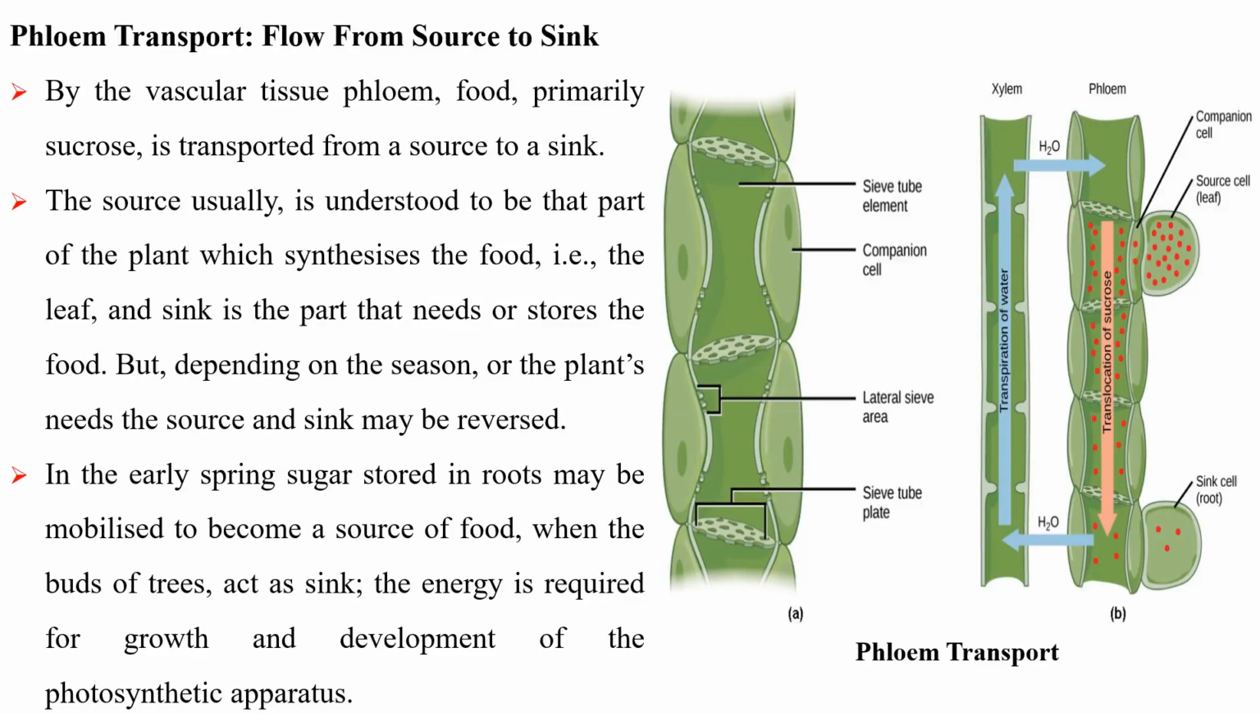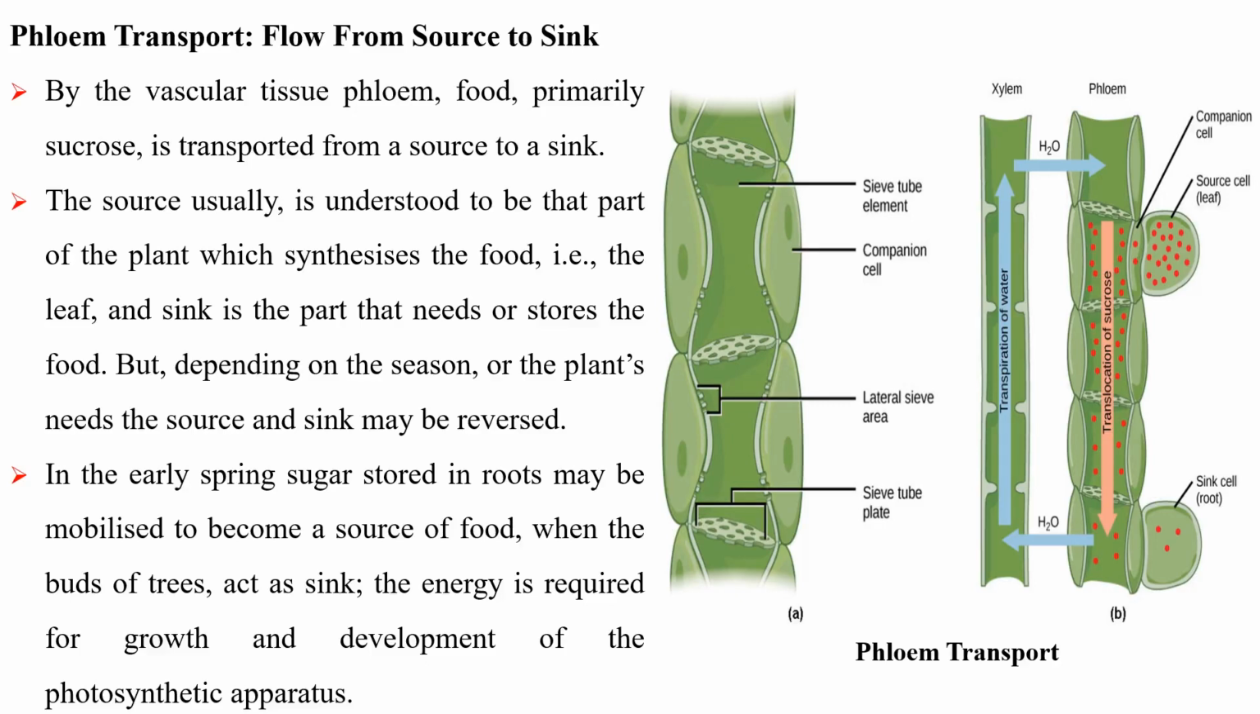Phloem transport: flow from source to sink. By the vascular tissue, phloem, food, primarily sucrose, is transported from a source to a sink. The source usually is understood to be that part of the plant which synthesizes the food, that is, the leaf, and sink is the part that needs or stores the food. But depending on the season or the plant's needs, the source and sink may be reversed.